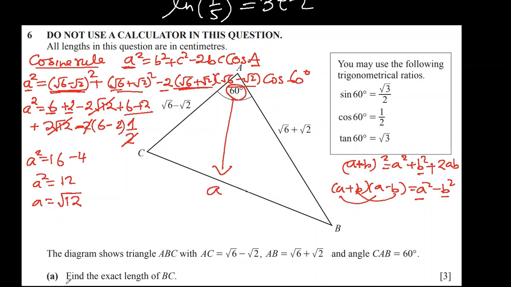And they're saying find the exact length of BC. You can leave your answer as square root 12 or convert it to square root 4 times square root 3. Square root 4 is 2. Square root 3 is square root 3. That is the answer.